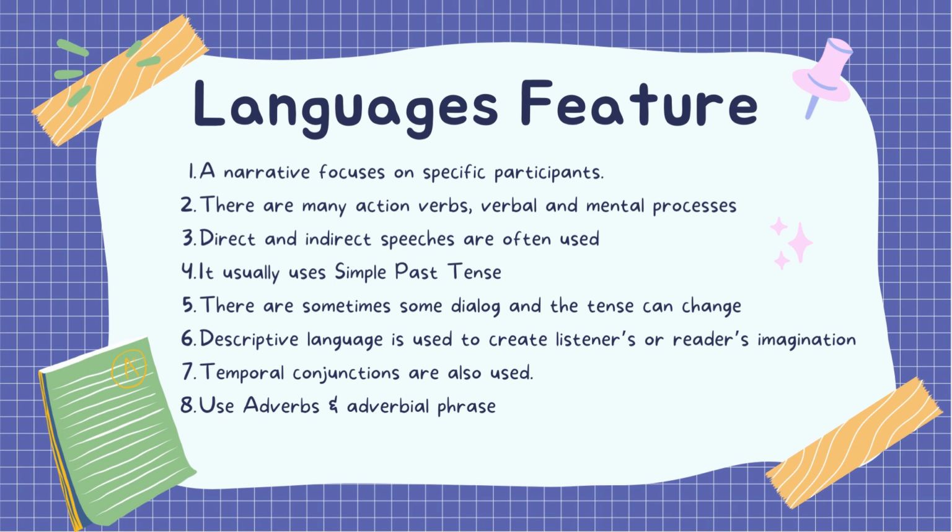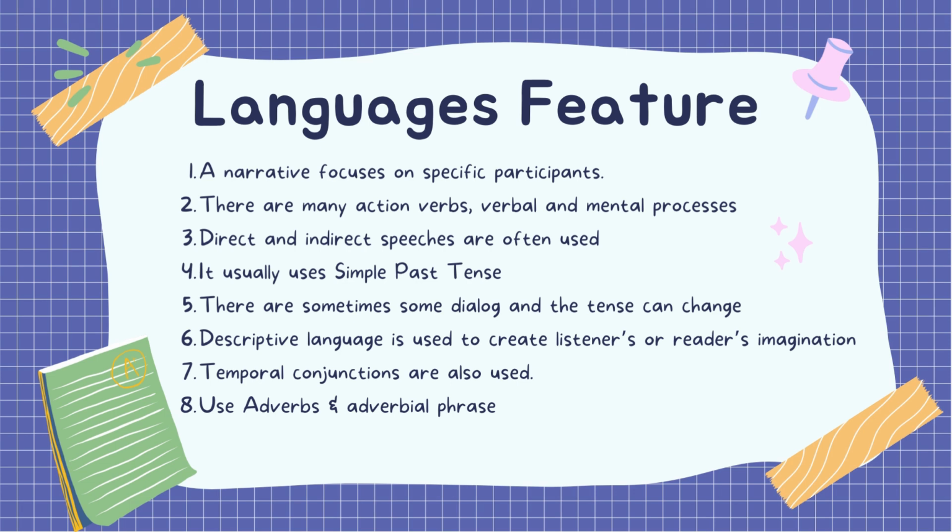A narrative text focuses on specific participants. There are many action verbs, verbal and mental processes such as run, walk, jump, talk, sing, etc. Direct and indirect speeches are often used. It usually uses simple past tense. There are sometimes some dialogues and the tense can change. Descriptive language is used to create listeners' or readers' imagination. The 4 most common forms of descriptive language are adjectives, adverbs, similes, and metaphors.